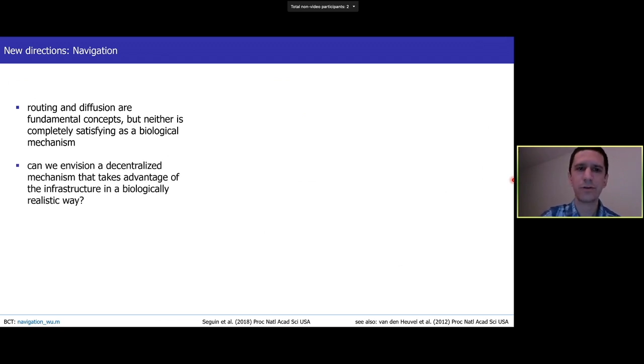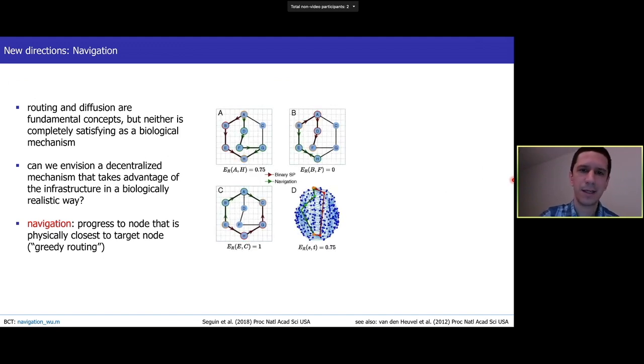Navigation is really a decentralized mechanism that I think allows us to take advantage of the infrastructure in a more biologically realistic way. So with navigation, what happens is that you transmit signals from a source node to a target node, but you do so without knowing the network topology. What you do know is your position and the other node's positions in some other underlying metric space. So for instance, this metric space could just be the positions of the nodes in 3D Euclidean space.